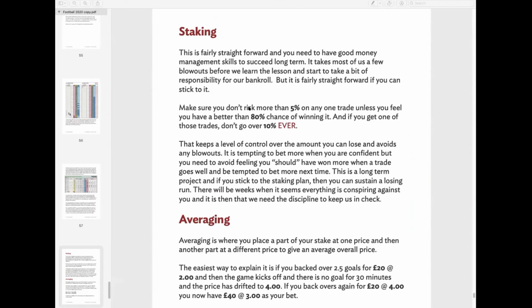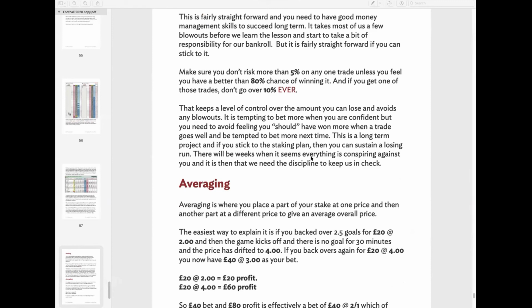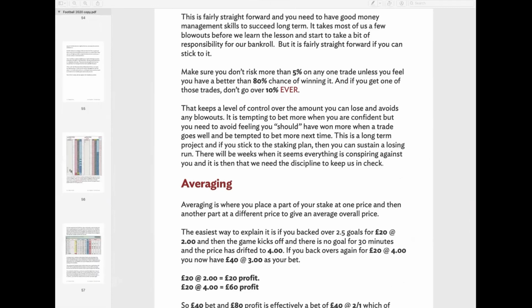So looking at staking, pretty straightforward. Don't risk more than 5% on a trade unless you feel you've got an 80% chance of winning it. And if you get one of them, don't go over 80. So let's go and have a look. Tony said, I'm not going to go to it. I'll just go and look on my other screen.